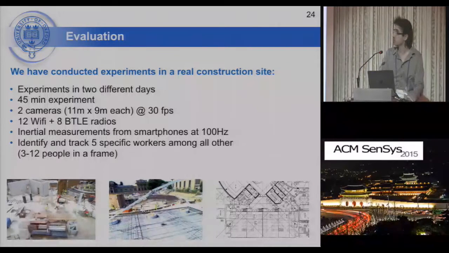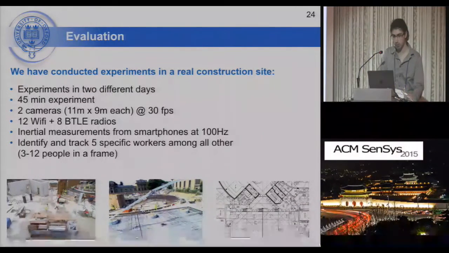Okay, so now let's move to the evaluation. We have conducted experiments in a real construction site on 2 different days. Each experiment was 45 minutes. We used 2 cameras at 30 frames per second. Our cameras were installed on a crane about 80 meters above the ground. We used 12 Wi-Fi access points and 8 BTLE radios. And we sampled the inertial measurements at 100 Hertz from mobile phones. Our goal here is to identify and track 5 specific workers among all others in the scene.